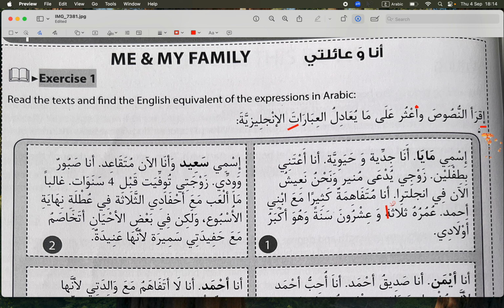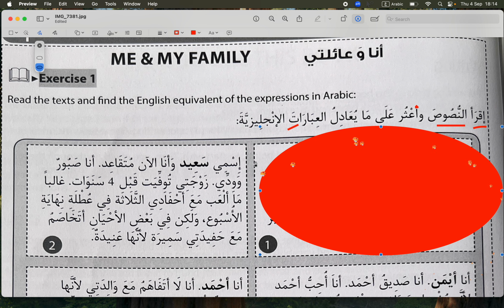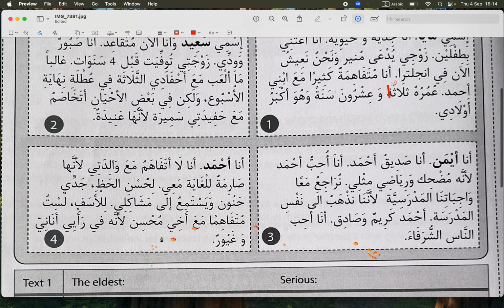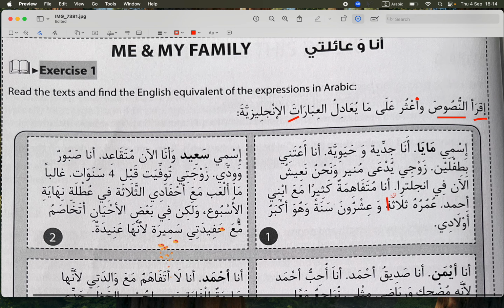The first word is iqra, which means read. An-nusus, the text. They're referring to this here, 1, 2, 3, and 4. Don't worry, we'll only be doing 1 and 2, but this is what they're referring to, text. So there are 4 paragraphs or 4 forms of text.